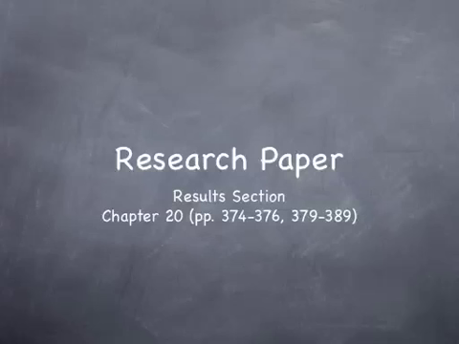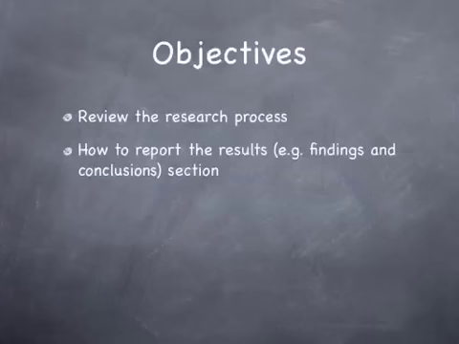This lecture is going to cover the results section for your research paper assignment. This material is taken from Chapter 20, specifically pages 374 to 376 and 379 to page 389. I suggest that you read those sections in this chapter of the book because they'll be helpful. I'm not going to go over everything that the book talks about, but I'm going to cover some things specific to the research paper assignment.